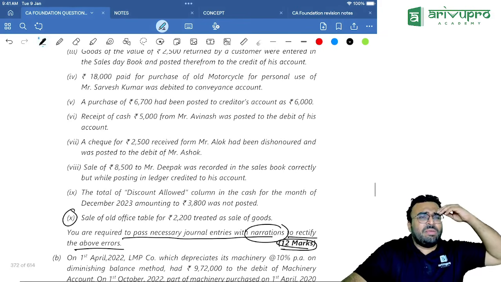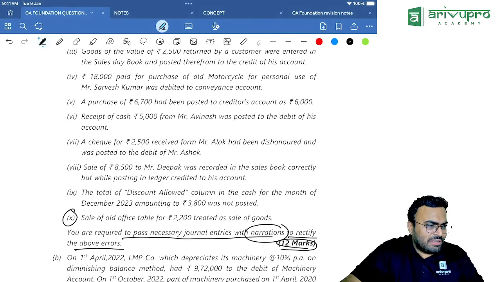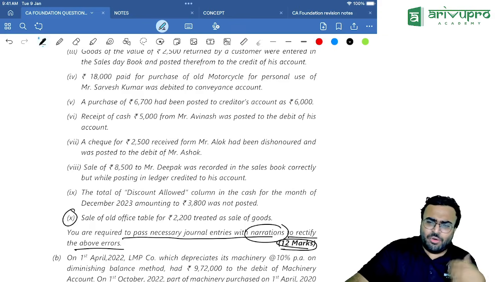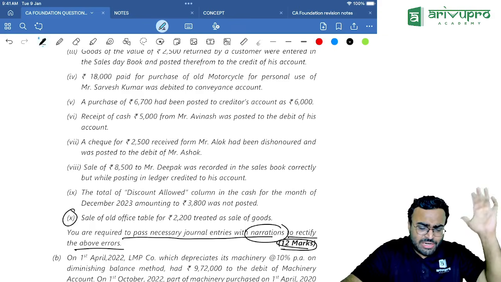Now, narration you will be able to write. You know why you are rectifying, you are writing the narration. I am not going to write the narration now when we are solving. Just write the narration when you are writing in the exam.